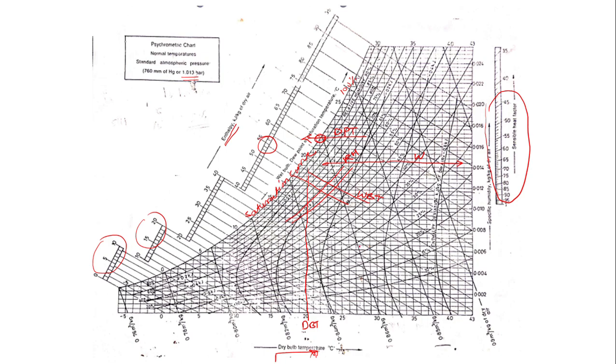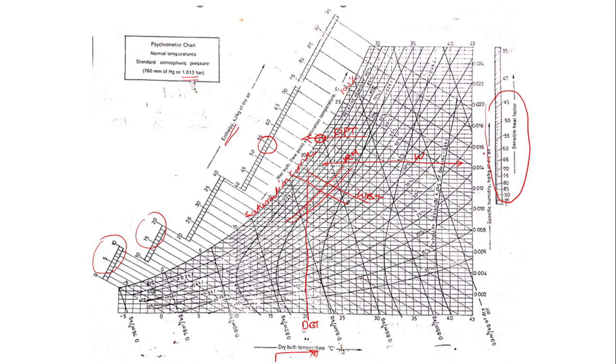Okay, so I'll just explain it again in short. This is the saturation curve. Vertical lines are the dry bulb temperature lines. The slant lines over here are nothing but the WBT lines. Then the curves are nothing but the RH curves. Horizontal lines towards the right are the specific humidity lines. The horizontal lines towards the left are the dew point temperature lines.